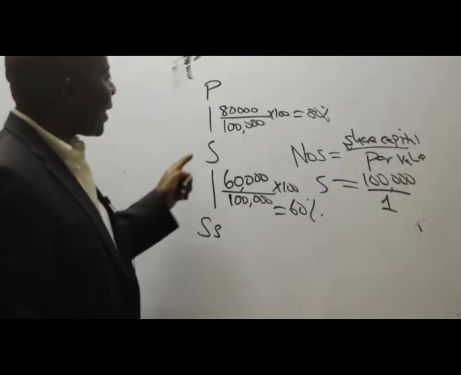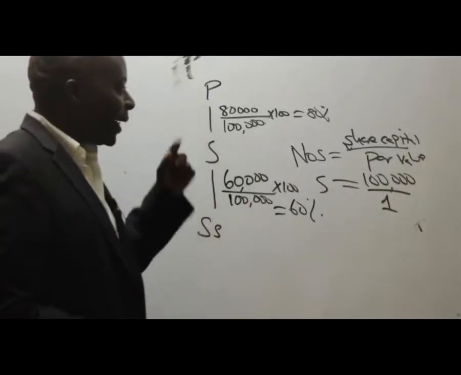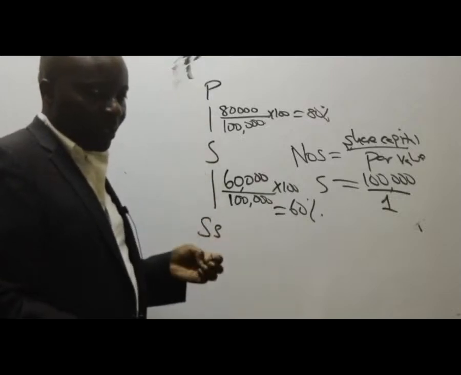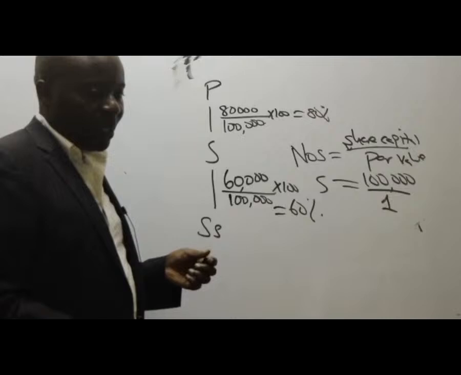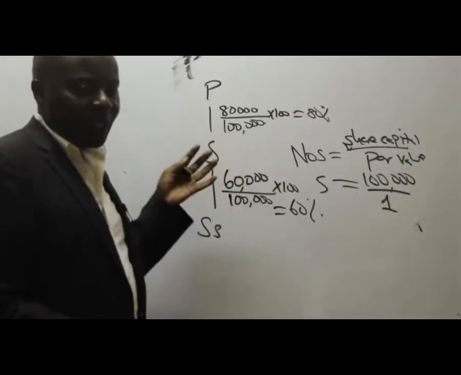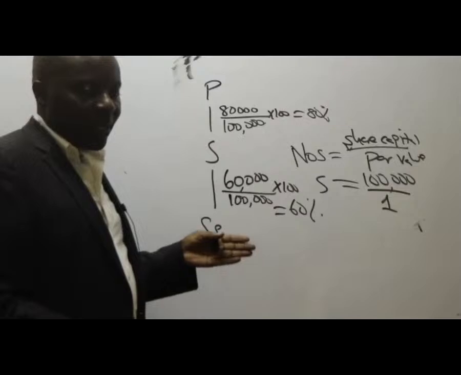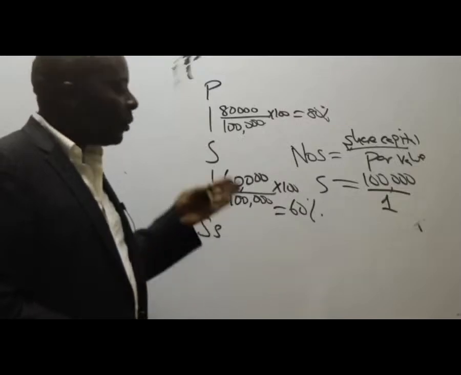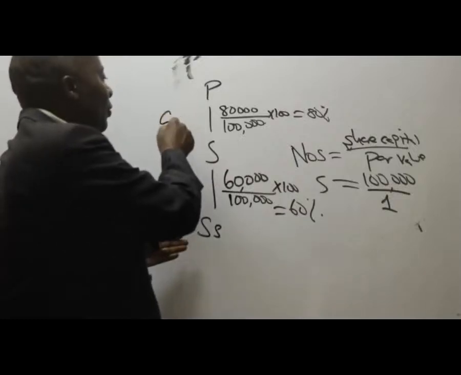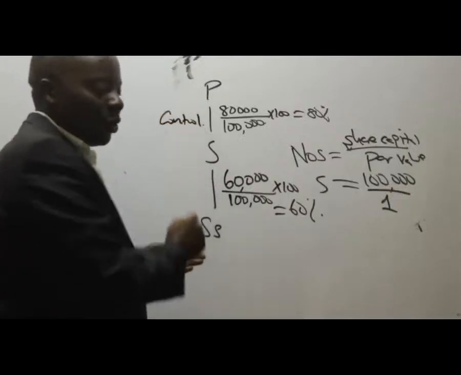So in this case here, company S becomes who to P? Is S an associate of P? Given this percentage shareholding, 80% is too big. So automatically S becomes what here? A subsidiary, meaning that here we have got control.